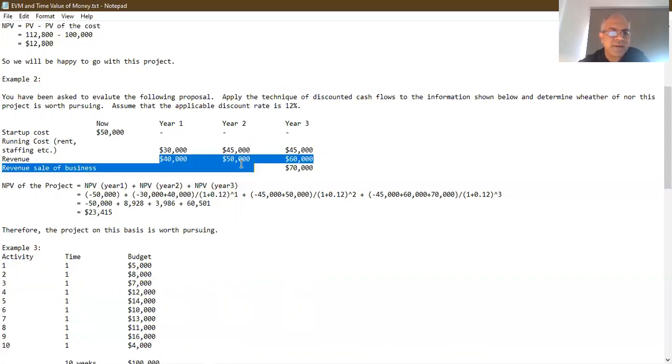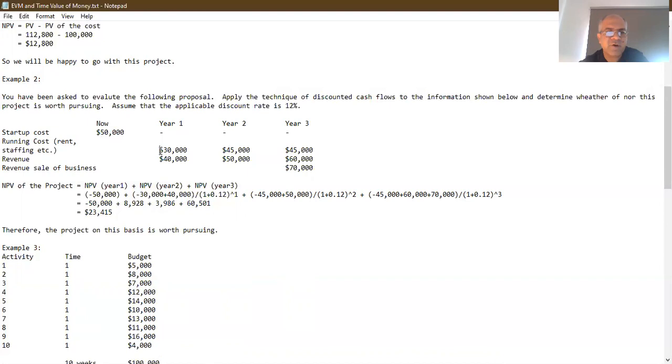Let's assume further that this project is going to earn us certain revenues as well. So at the start of the project, we get nothing because we're spending, and it's a startup cost of $50,000. We're not getting any revenue. But in year one, we're going to get back, let's say, $40,000. In year two, we're going to get back $50,000. In year three, we're going to get back $60,000. Right, so these 30, 45, and 45 are monies that are going out of our pocket, and these are monies that are coming into our pocket.